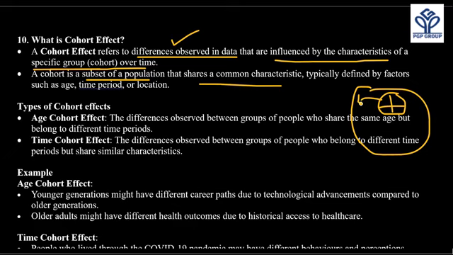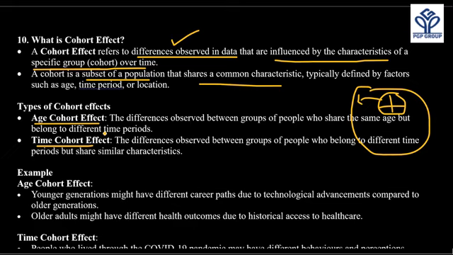Now, what are the types of cohort effects? There are two types. One is the age and the second one is the time. The difference between the groups of people who share the same age but belong to different time periods. We can make it like this: age cohort effect, time cohort effect.